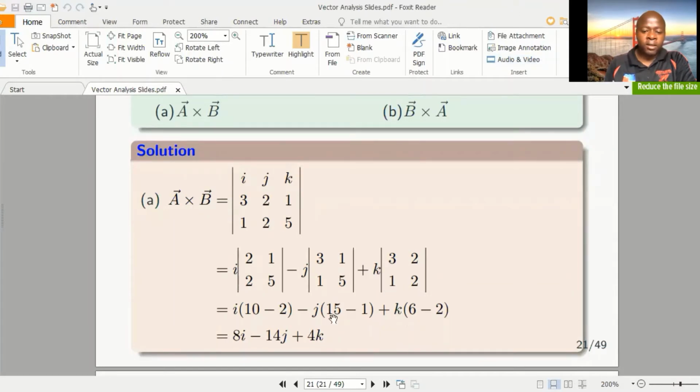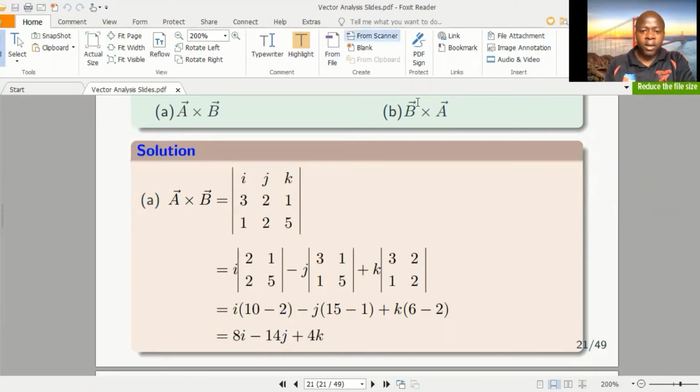4 times K, that gives us 4K. So A cross B is 8I minus 14J plus 4K. In a similar way, you can determine B cross A.